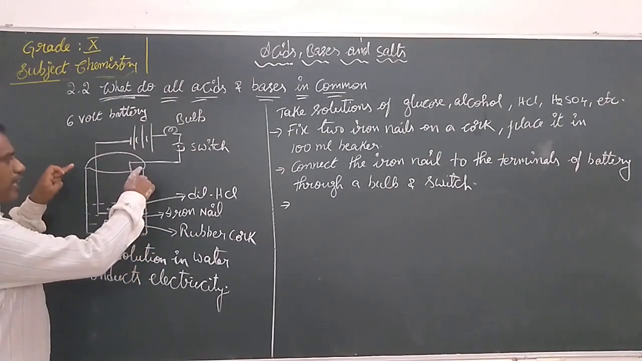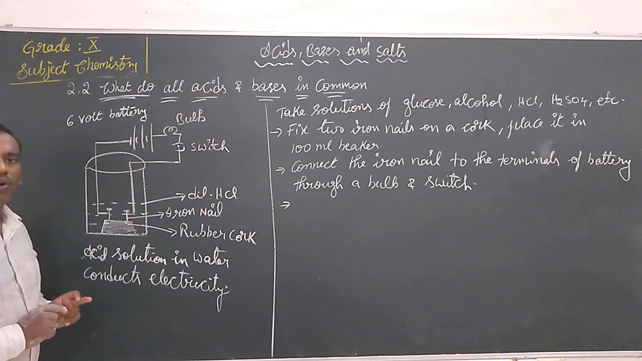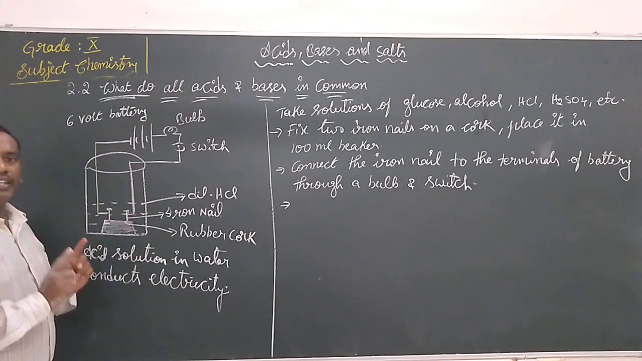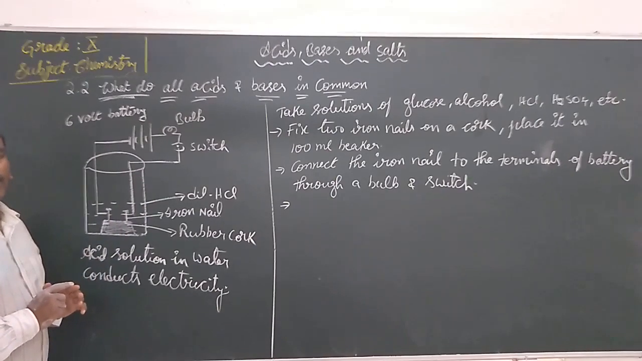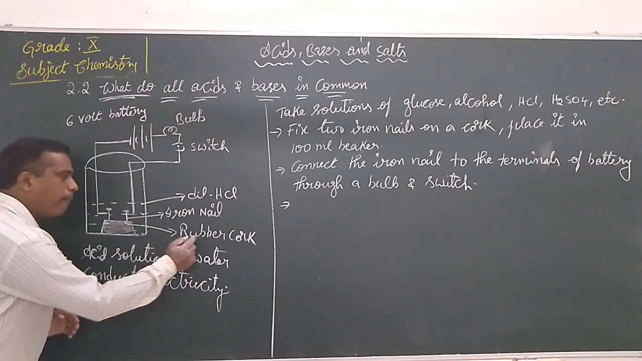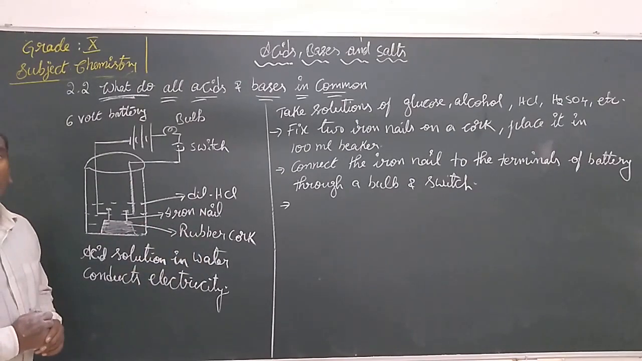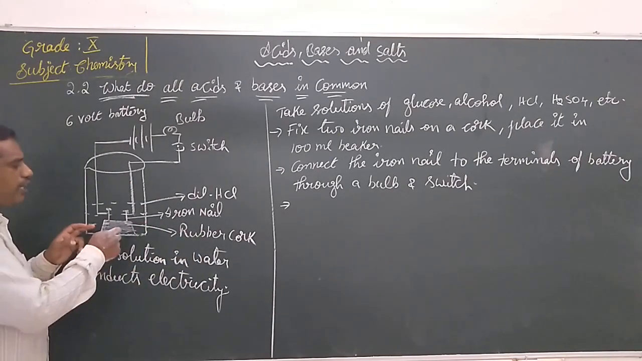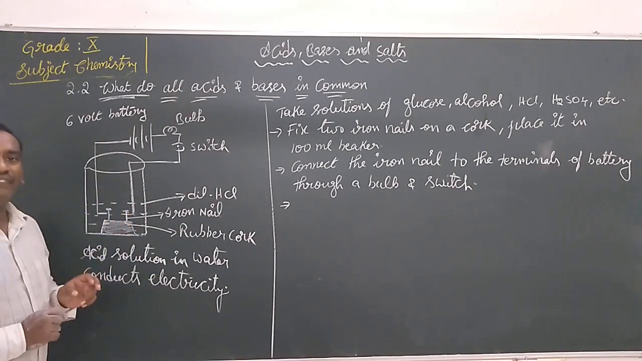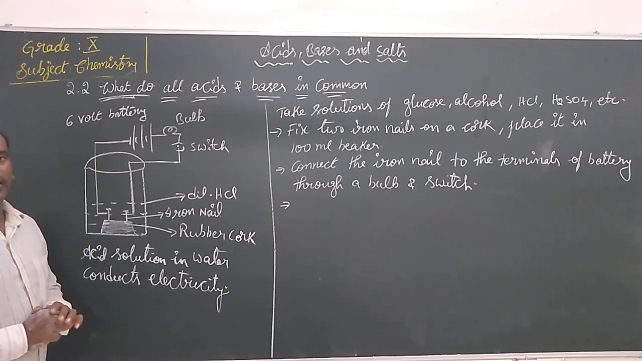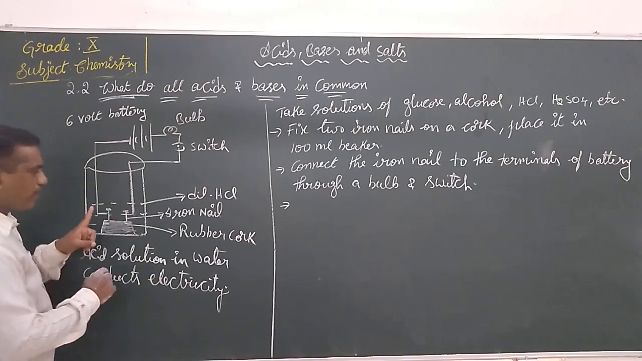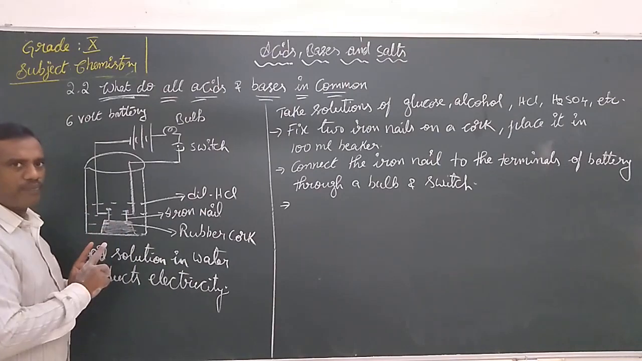We are having one beaker. In the 100 ml beaker, we are going to place one rubber cork. Into this cork, we are going to fix two iron nails, one and the second one.